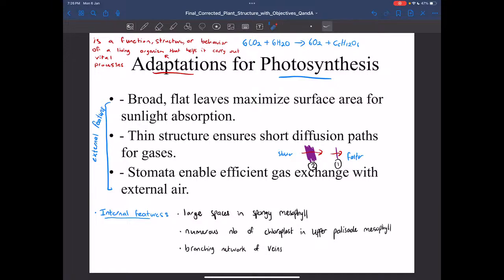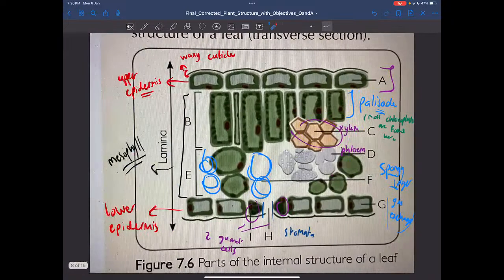Now to move on to the internal structures, they have large spaces in the spongy mesophyll layer. As we said, these large spaces are for efficient gas exchange, and they also have a numerous number of chloroplasts in the upper palisade mesophyll. Remember, the upper one comes directly under the epidermis, so it is also exposed to sunlight, a good amount of sunlight.